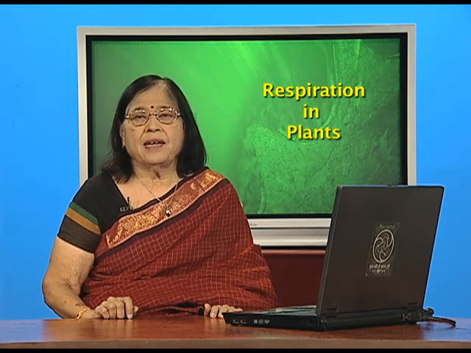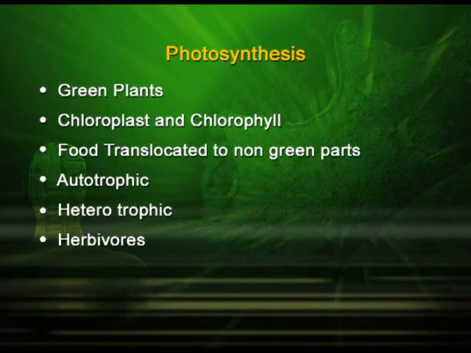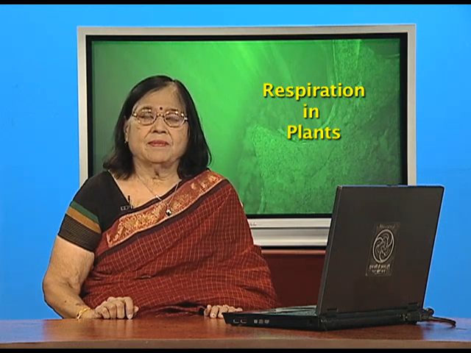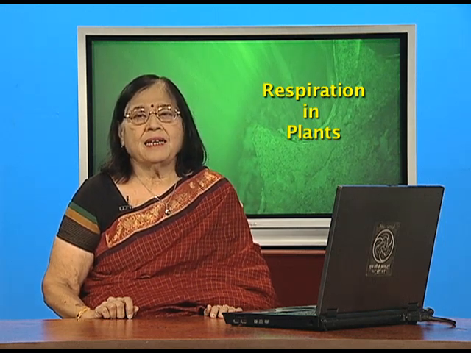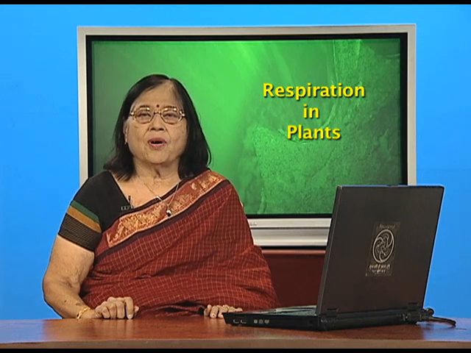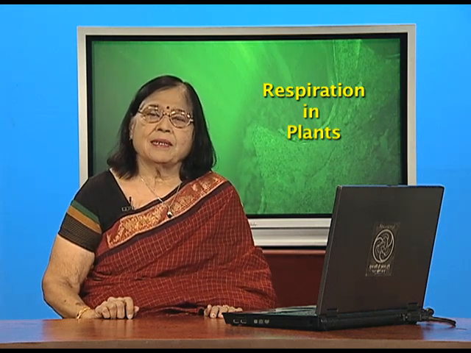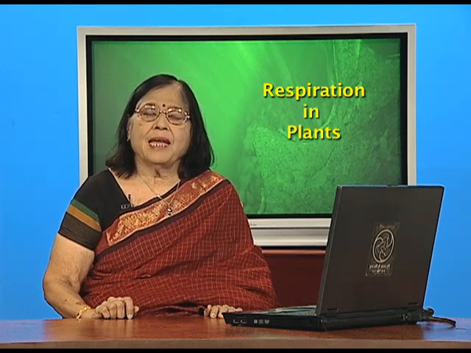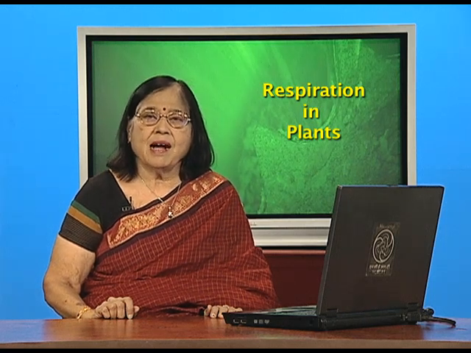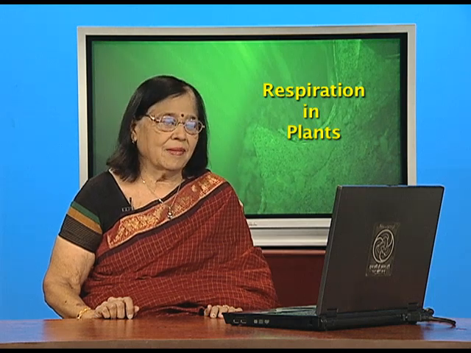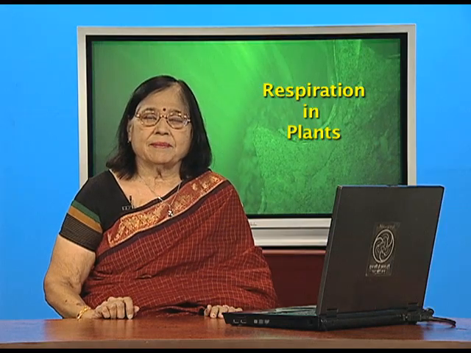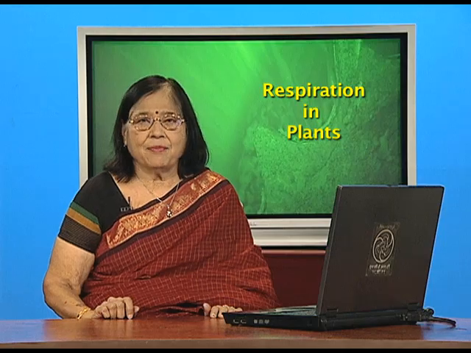If heterotrophic, then again there are two categories, herbivores and carnivores. Herbivores depend on plant food, and carnivores eat herbivores. But whatever the case may be, whether the animal is a herbivore or carnivore, eventually it is depending on the plant, because a herbivore is eating plants and a carnivore is eating a herbivore which has eaten plants. So, if you see the food chain, even a carnivore is dependent on the plants. Then there are fungi which feed on dead organic matter, and they are called saprophytes.